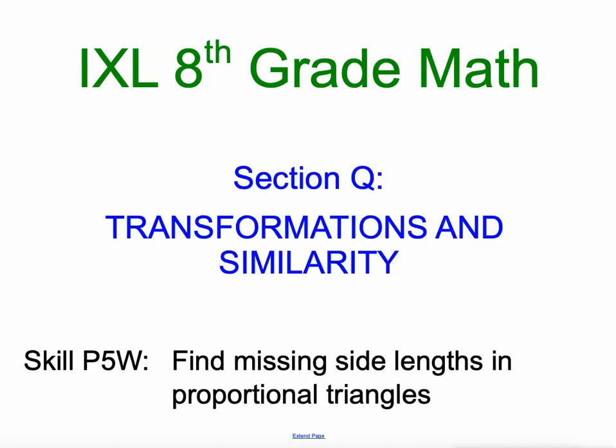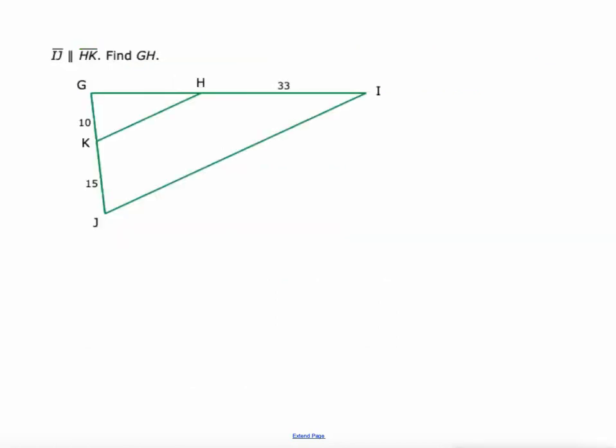Hey everyone, Mr. Kaczynski here, working through the last skill now in section Q of IXL's 8th grade math, and that is find missing side lengths in proportional triangles. Been doing a lot with similar triangles, proportional triangles. Those words really kind of mean the same thing, and here's some interesting setups.